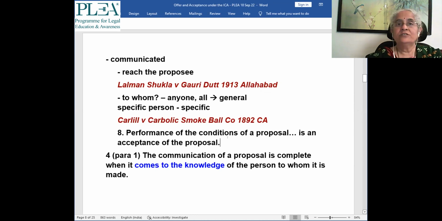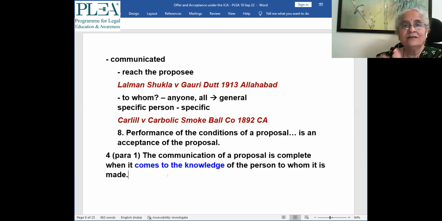So we ask this question, when is the communication of proposal complete? When do we say that a proposal is communicated? Because we are looking at this requirement. So section 4, para 1 states that the communication of a proposal is complete when it comes to the knowledge of the person to whom it is made. So the employee in Lalman versus Gauri Dutt, had he received information and had the advertisement come to his knowledge, then we say that yes, the proposal was communicated. So it should come to the knowledge.